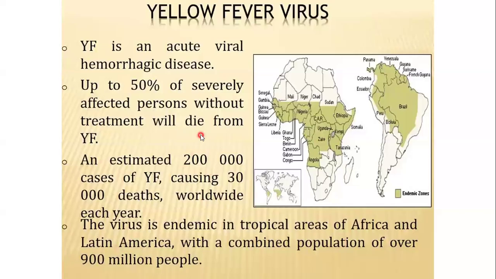Yellow fever. Yellow fever is an acute viral hemorrhagic disease, similar to dengue. Up to 50% of severely affected persons without treatment will die from yellow fever. An estimated 200,000 cases of yellow fever cause 30,000 deaths worldwide each year. The virus is endemic in tropical areas of Africa and Latin America, with a combined population of over 900 million people. Same as with dengue, you'll observe areas close to or along the equator: from Senegal to Angola here, and from Brazil, Peru, Ecuador, Venezuela.